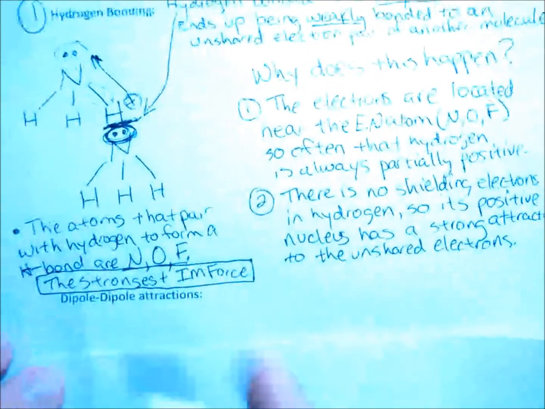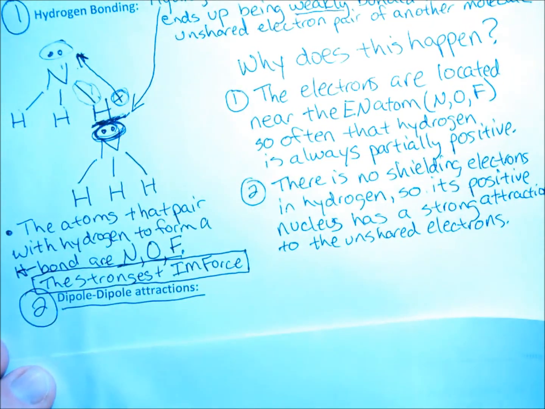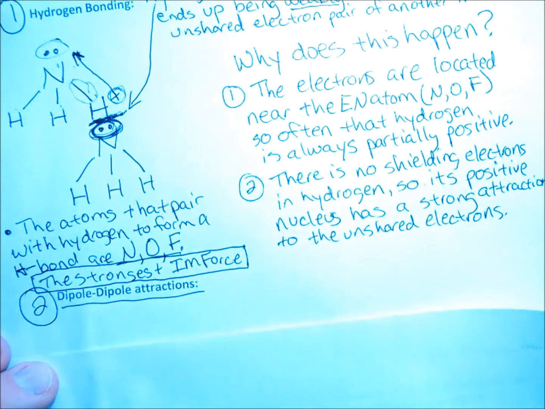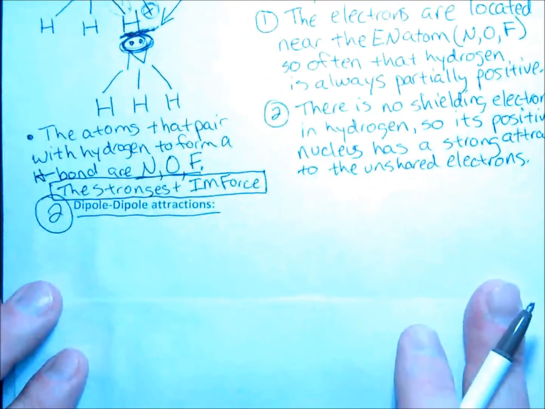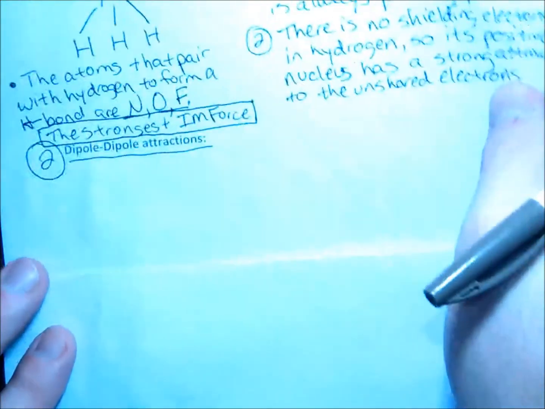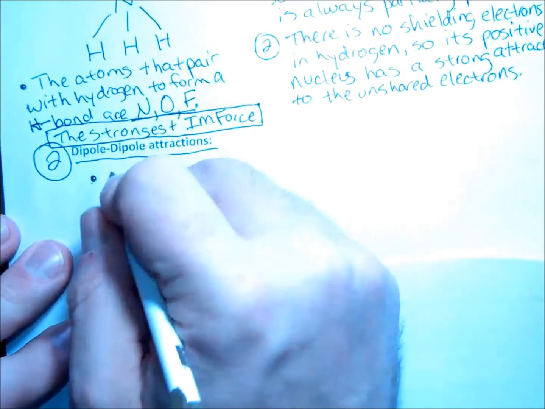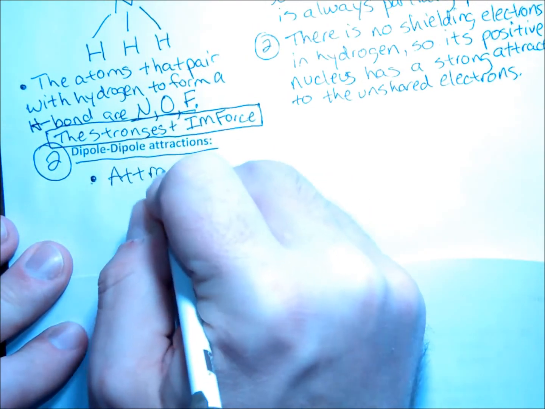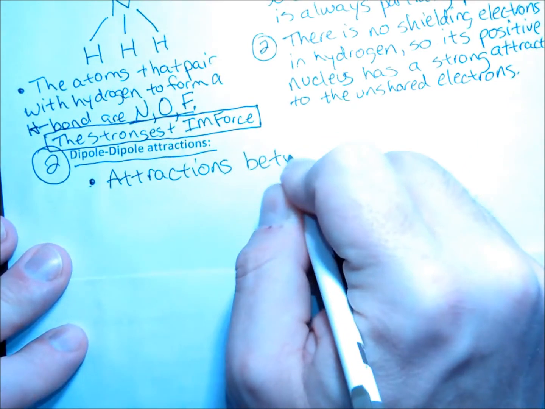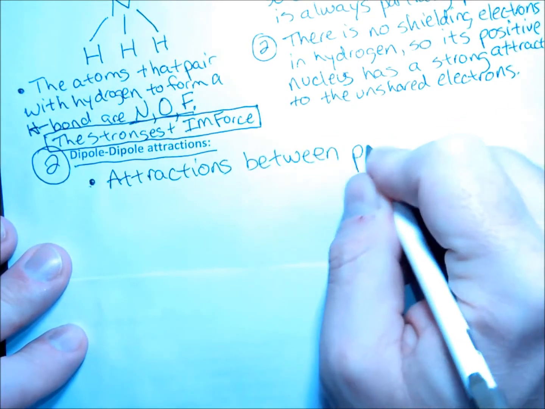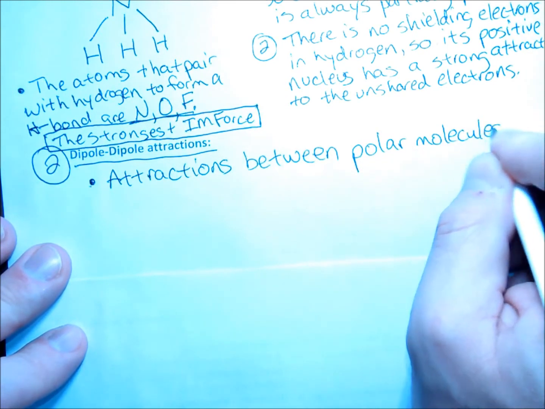Let's move on to the next type of intermolecular force, and that are called dipole-dipole attractions. Okay. And you already know what the term dipole means. It means you got a molecule where the opposite poles are partially positive and partially negative. Okay. And what dipole-dipole attractions are attractions between polar molecules.